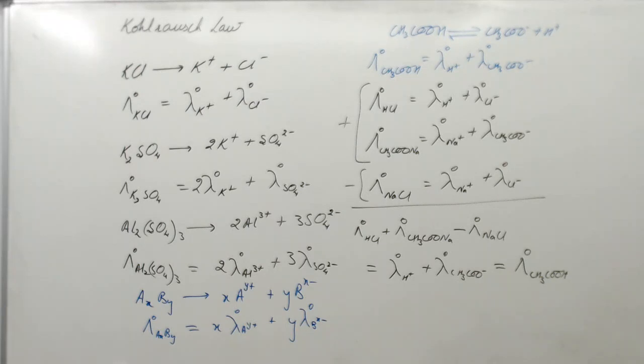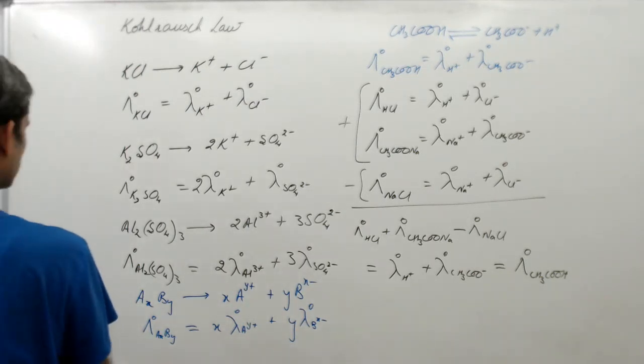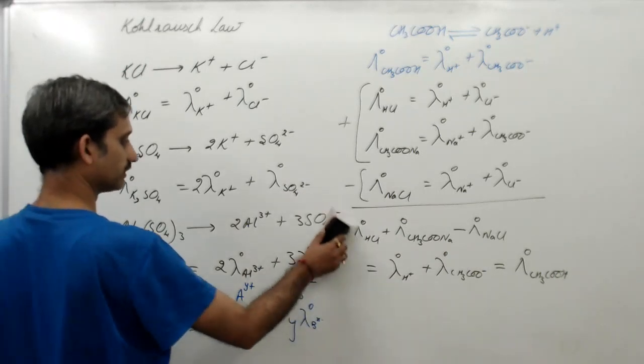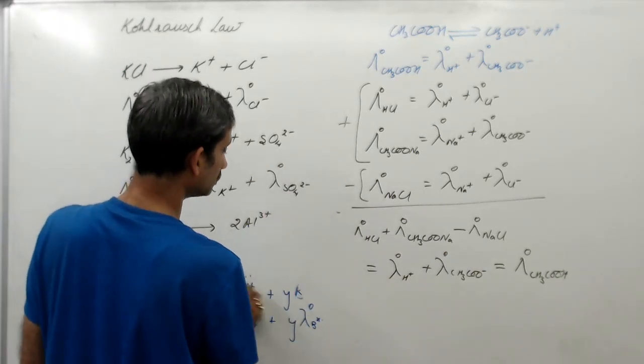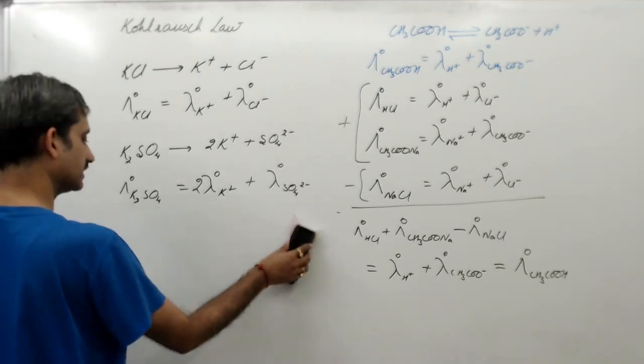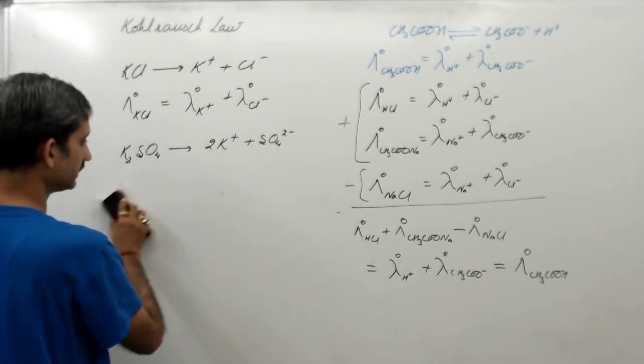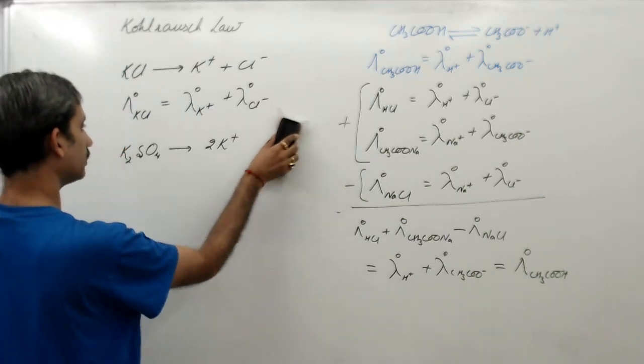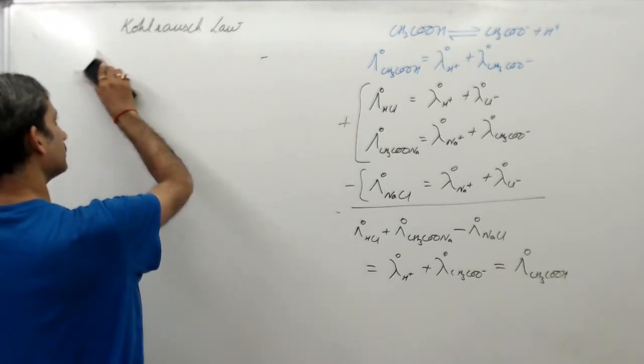Clear? Yes, sir. The only condition is that the electrolytes that we are talking about, the electrolytes which we are using to calculate, they must be strong electrolytes. We can't use water. Water is a weak electrolyte. But we can find the molar conductance of water at infinite dilution using these combinations.